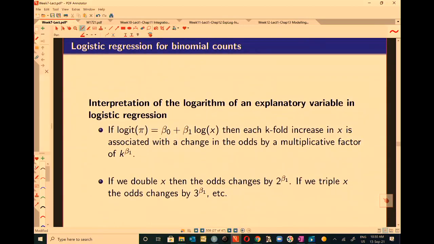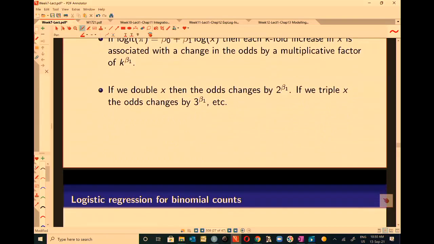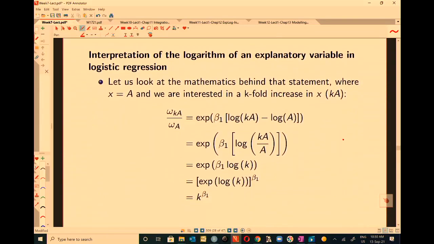So as we saw earlier, if I've got a regression that looks like this, logit pi is beta naught plus beta 1 log x in this case here, then a k-fold increase in x is associated with a change in the odds by a multiplicative factor of k to the beta 1. So how does it work actually here? If you double it, it becomes 2 to the beta 1 and so on. There are some calculations given here later on. You can see what's going on here.